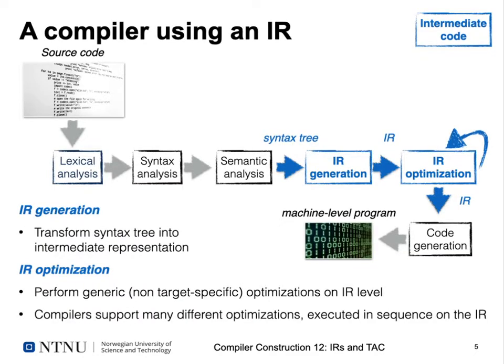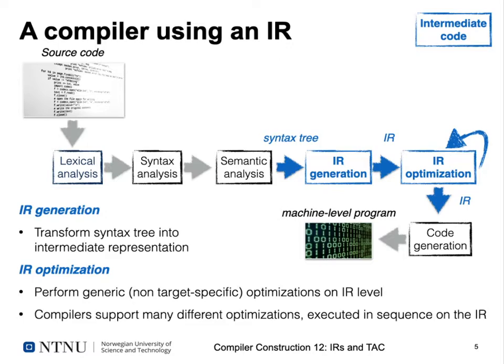So in a compiler using an intermediate representation, we have additional steps between semantic analysis and code generation. And these additional steps imply that after semantic analysis, out of our syntax tree, we generate our intermediate representation. So with this intermediate representation, we could then directly generate code, obviously, but we can also try to optimize this intermediate representation code. And as you see by this arrow here going back to that step, this means we not only have one optimization, but we can have several optimizations that we execute in a certain order, one after the other.